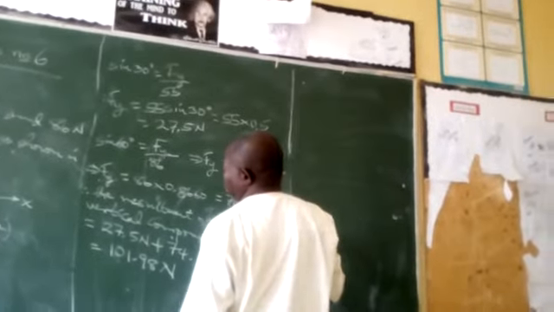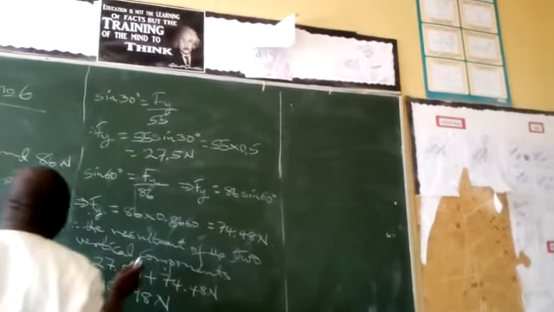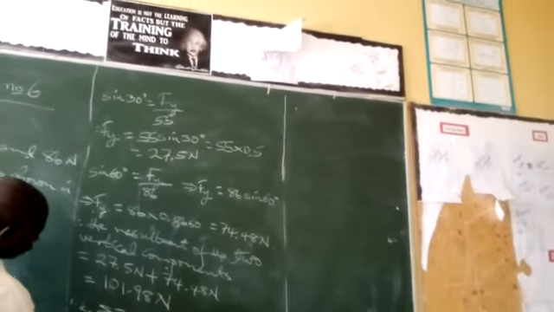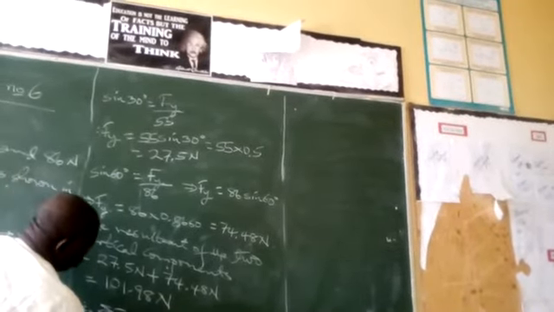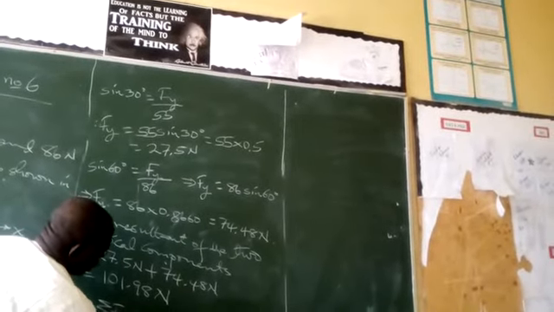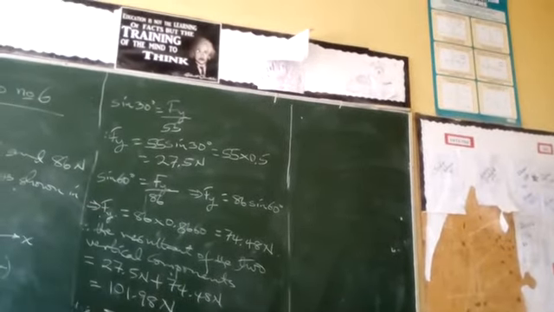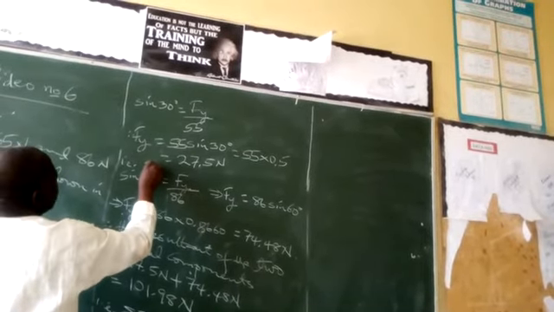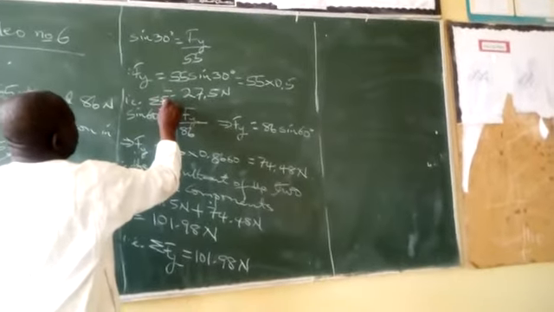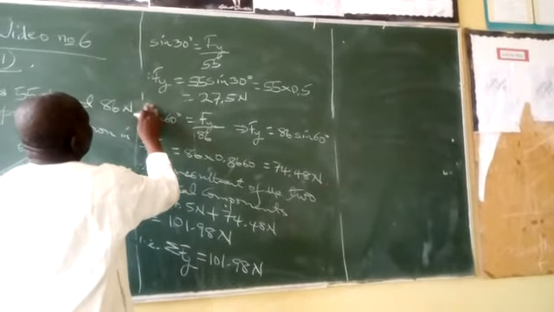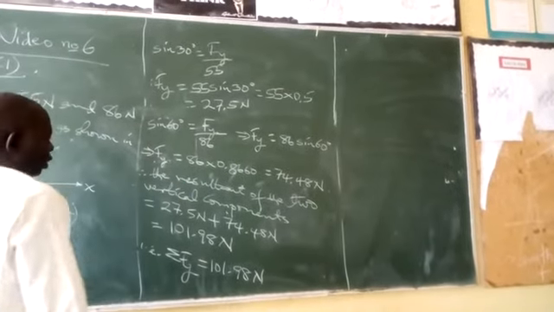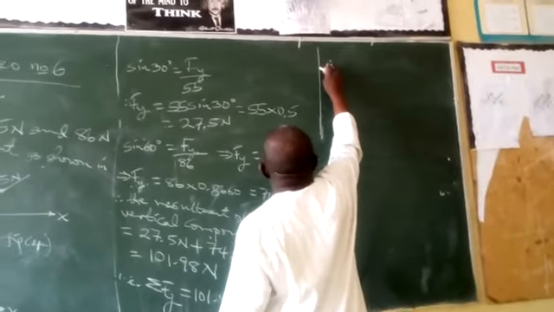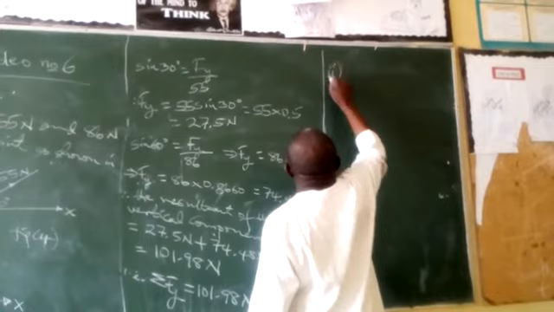So, summation f sub y is equal to what? 101.98 newtons. So the other one, summation f sub x. I've already cleaned it somewhere. Okay, so we can continue with the two Roman figures. Two Roman figures now. The resultant.